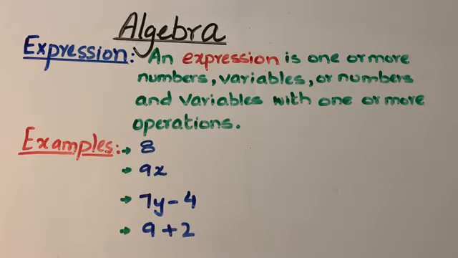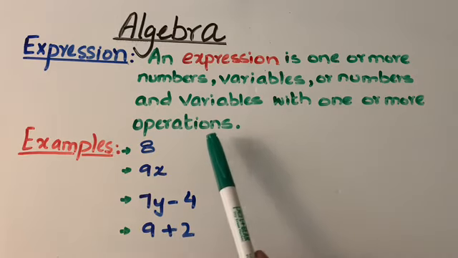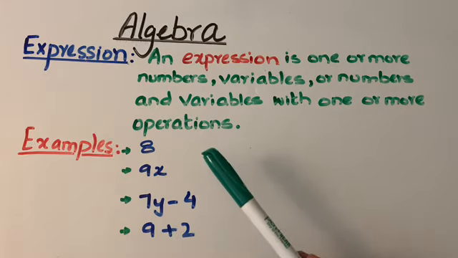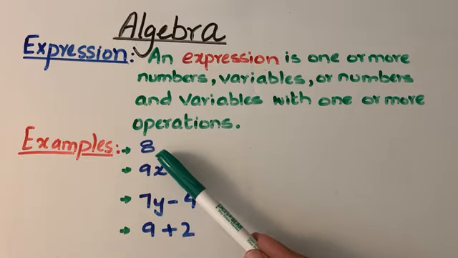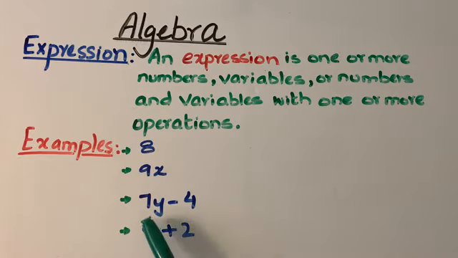What is an expression? An expression is one or more numbers, variables, or numbers and variables with one or more operations. Examples of expressions: if we have just a number, this is also an expression. And if we have a number with a variable, this is another expression. Numbers and variables, so in this expression we have both. And if we have just numbers coming with one operation or more than one operation, this is also an expression. So these are all about expressions.